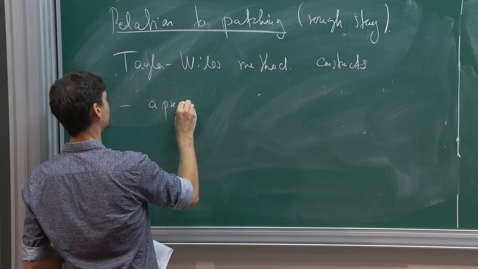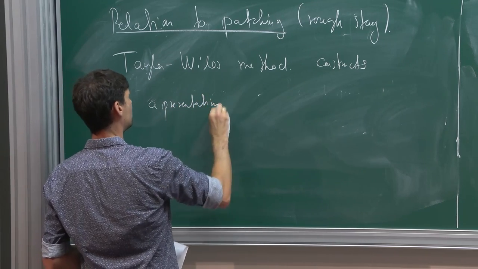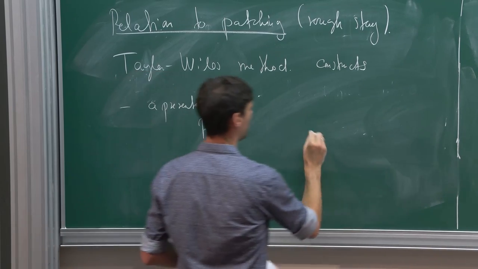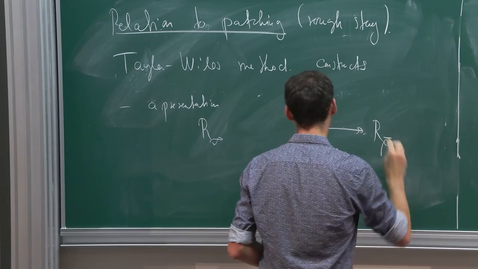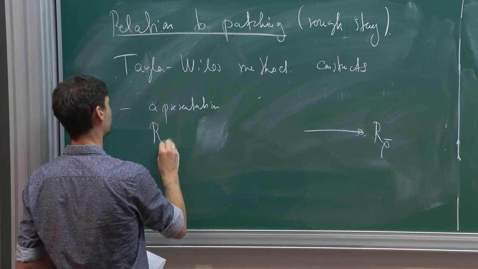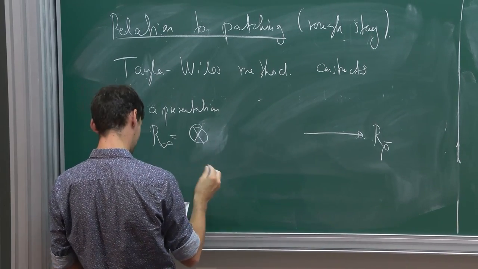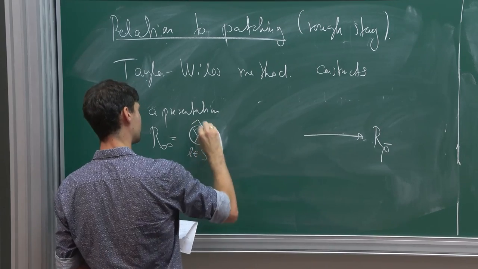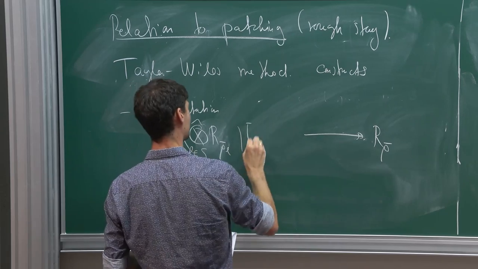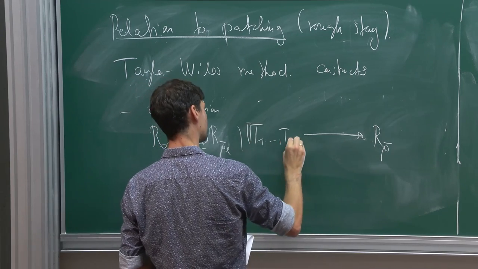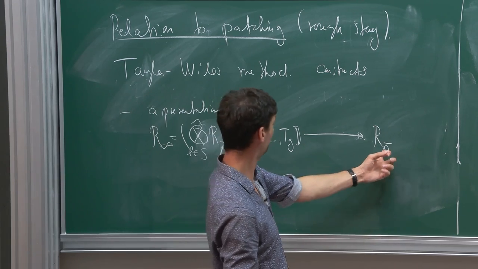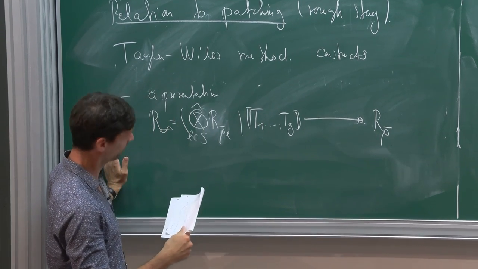A presentation of the global deformation ring as a quotient of local deformation rings, respectively, of a power series over such. So you can present the global deformation ring over the local deformation rings.